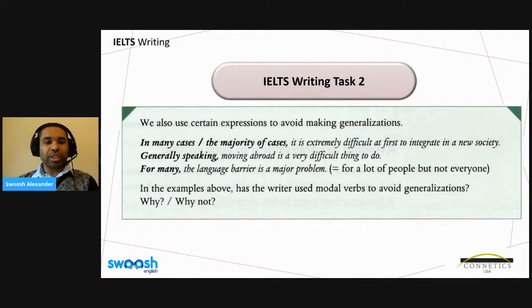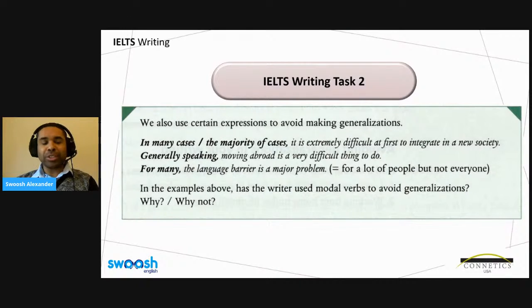Also, note that there are different ways of avoiding being too general in our writing. So we can use expressions such as these: in many cases, the majority of cases. Using these expressions, we can see that we're not talking about every single situation. What we're talking about is a general trend or a general observation. So it's more precise rather than just saying it's extremely difficult at first to integrate in a new society.